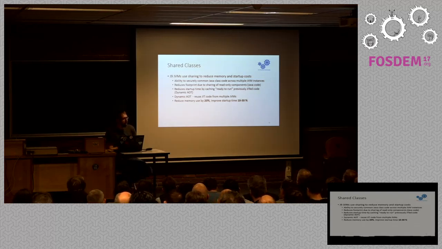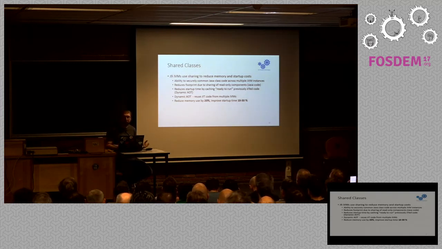Another unique feature of the IBM JDK is our shared classes cache. Coming originally from our ME days, we used to run on lots of systems that had lots of ROM but very little RAM. So to run things efficiently, we started dividing our classes into what we call a ROM class and a RAM class.